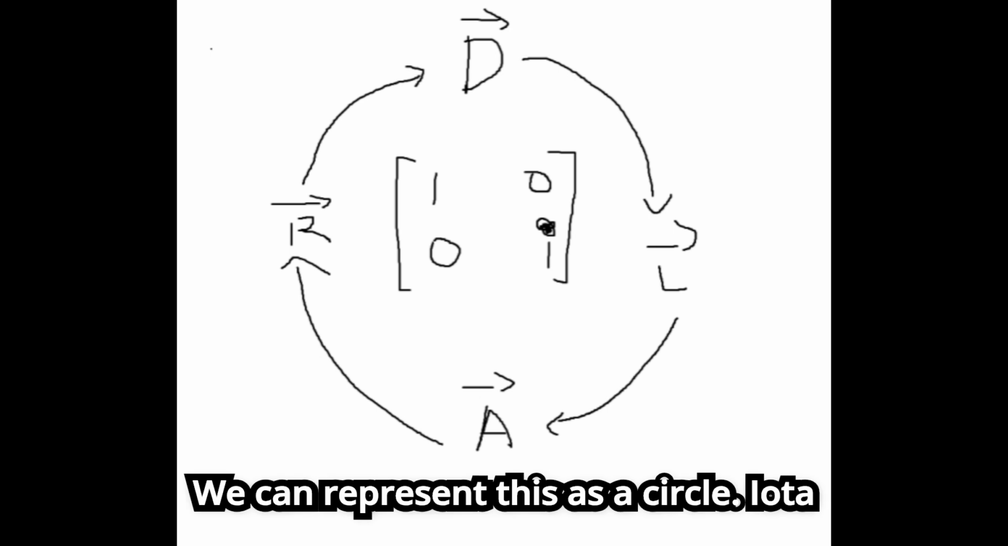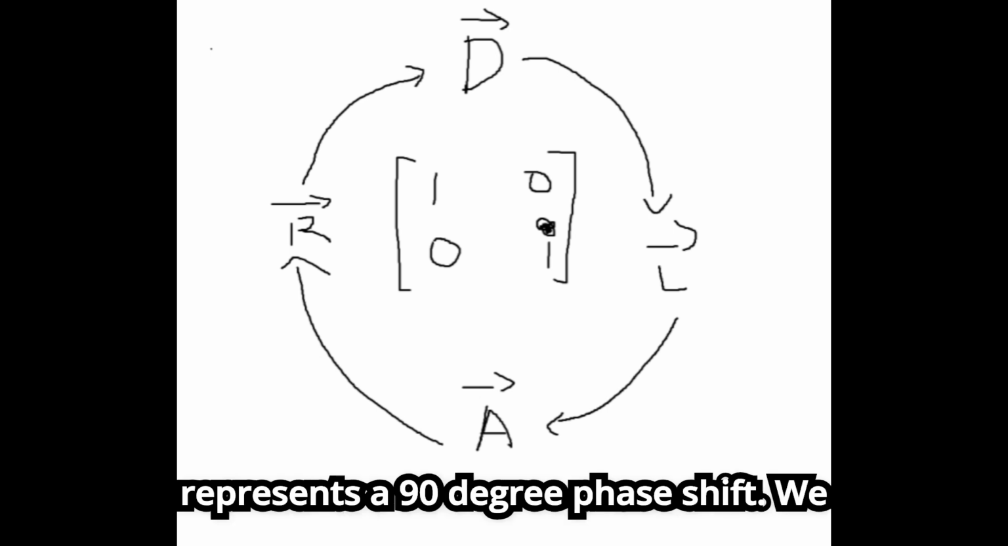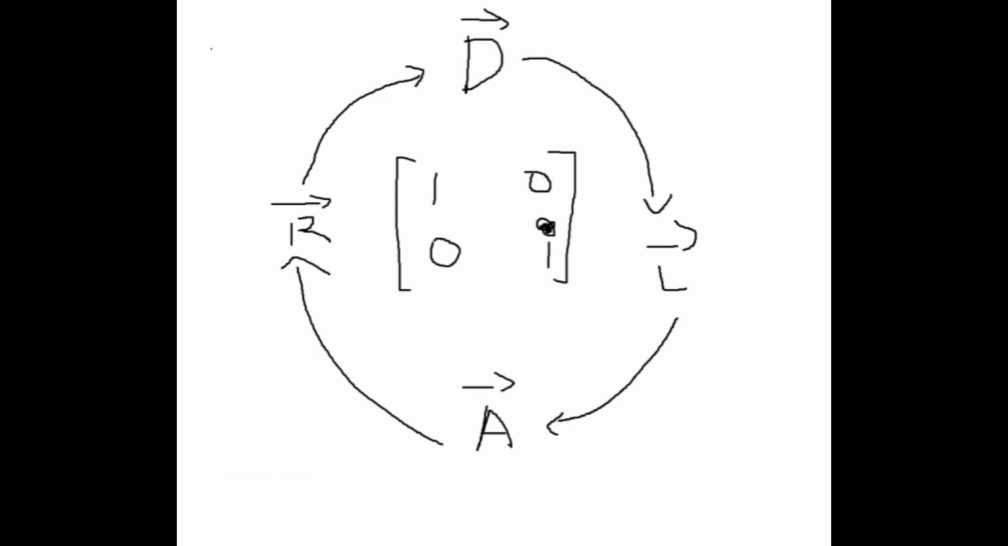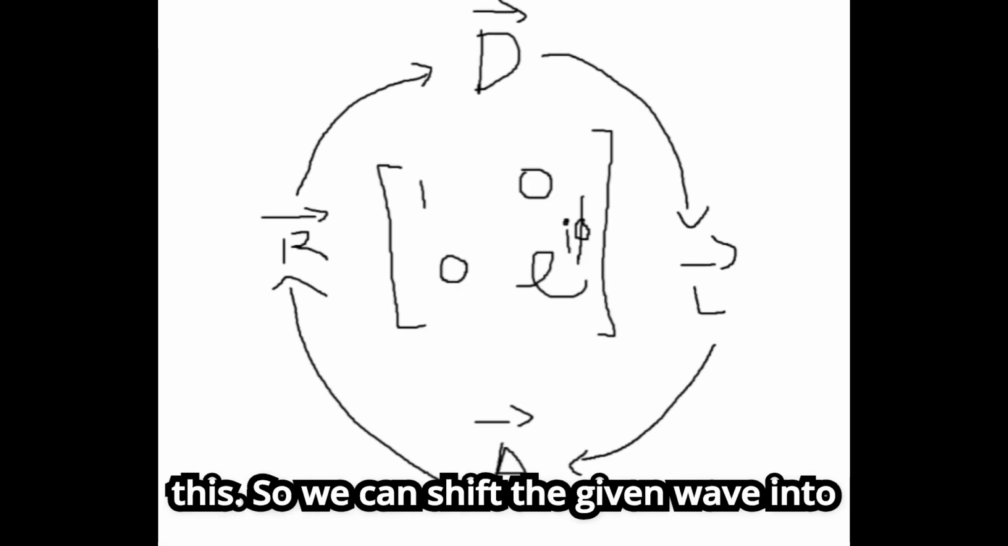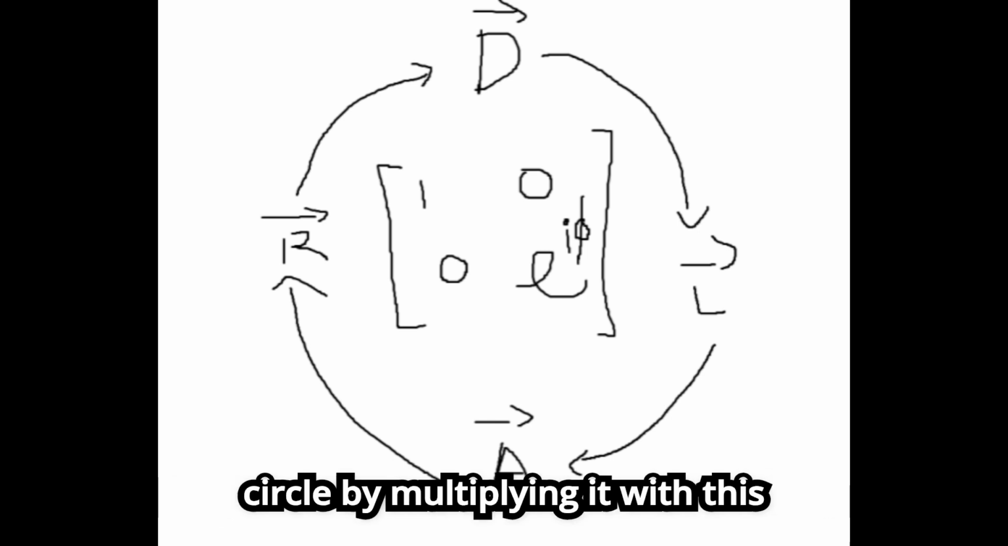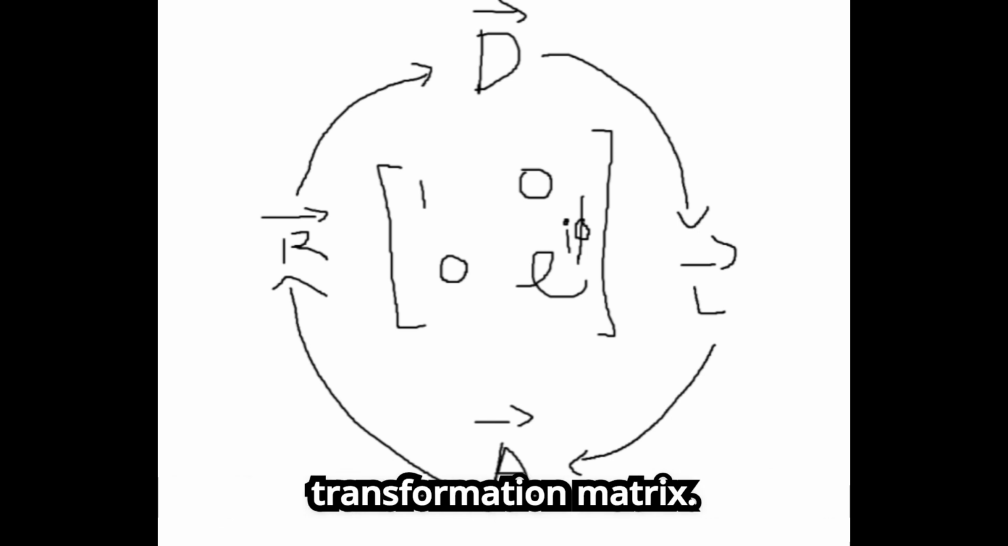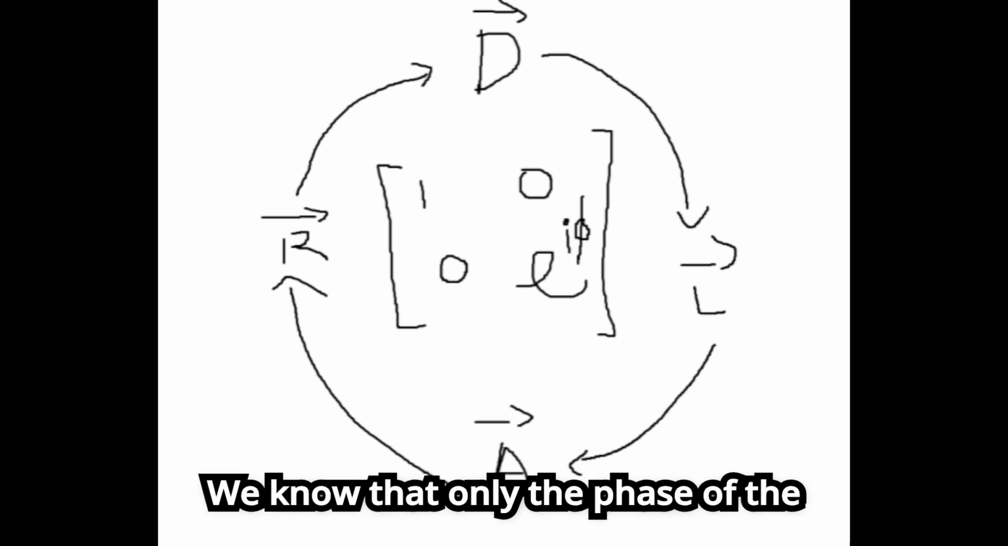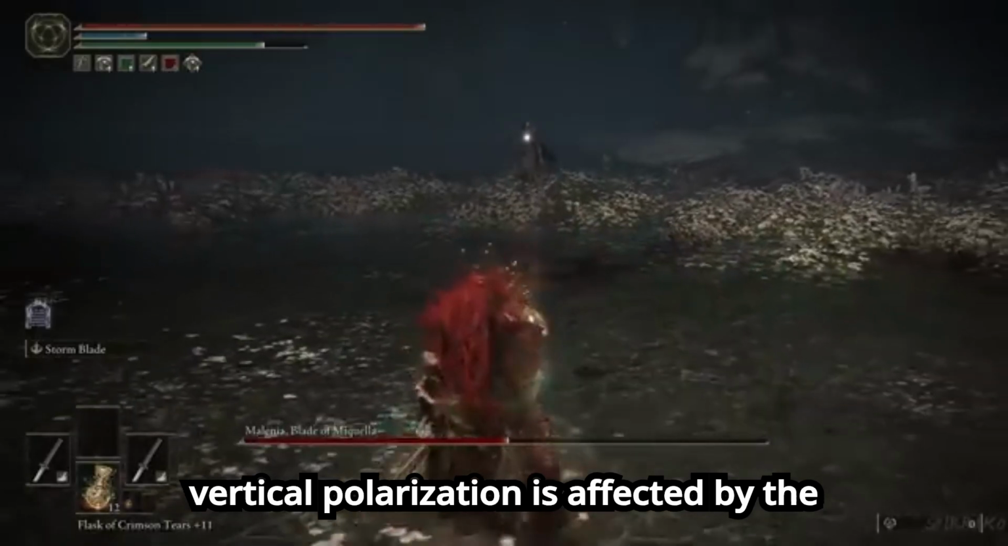We can represent this as a circle. Iota represents a 90-degree phase shift. We can change this to represent any arbitrary angle phase shift like this. So we can shift the given wave into any one of the given components of the circle by multiplying it with this transformation matrix. We know that only the phase of the vertical polarization is affected by the wavelet.